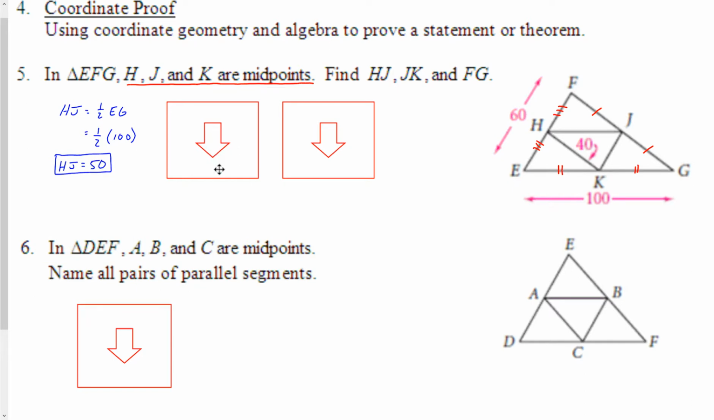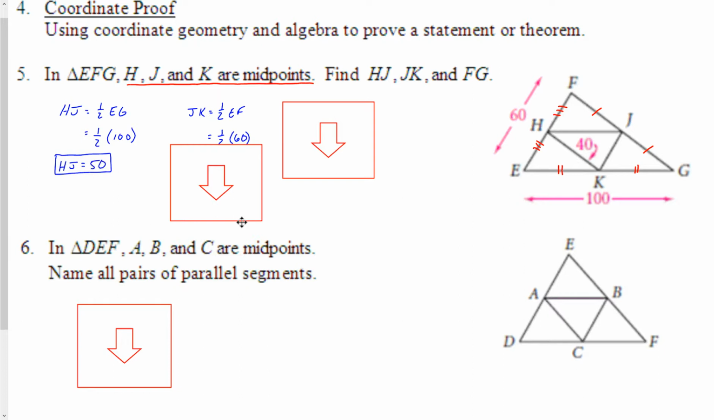If I'm going to find the length of JK next, JK is another one of those midsegments, so it is half the length of the third side, the one that it does not intersect, which is EF. EF is 60, so we could then say that the length of JK is 30.